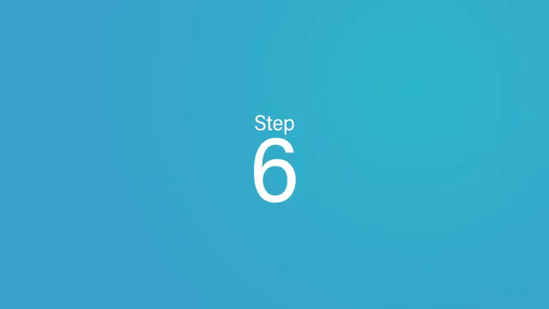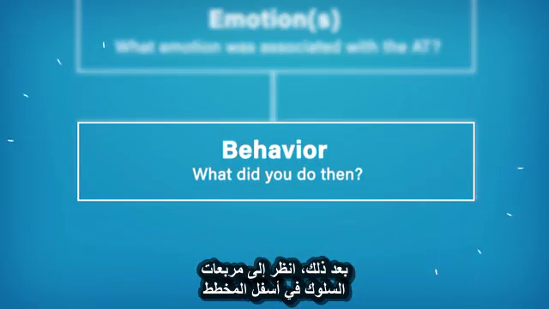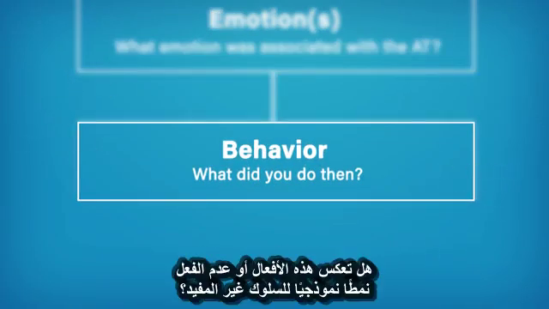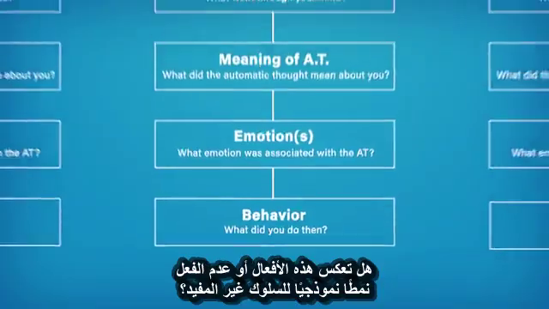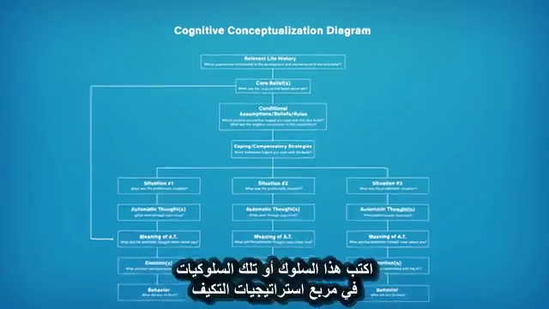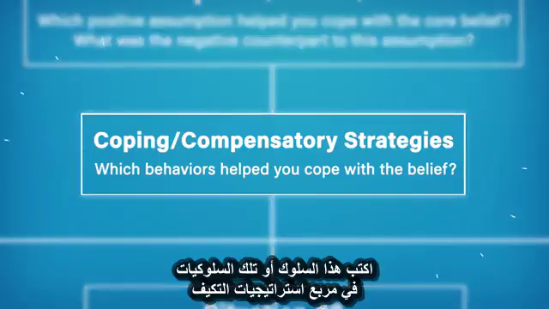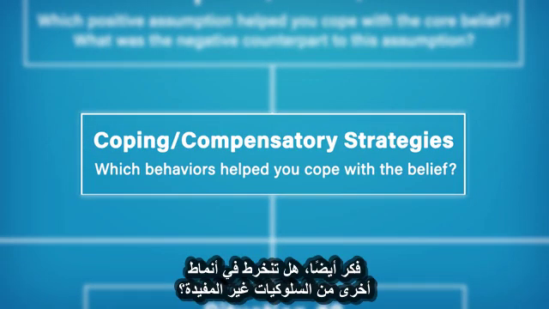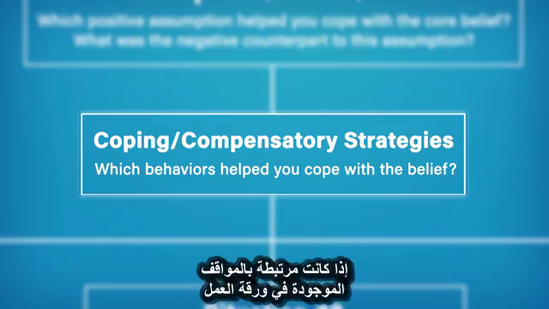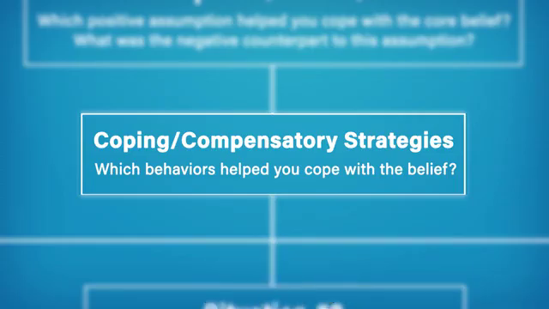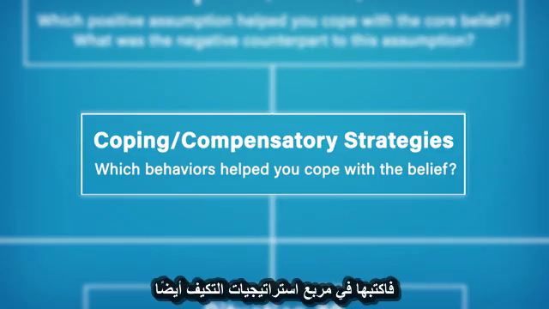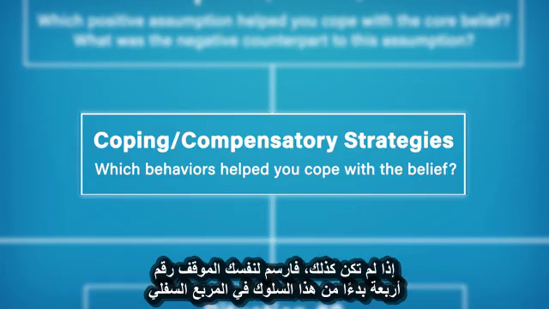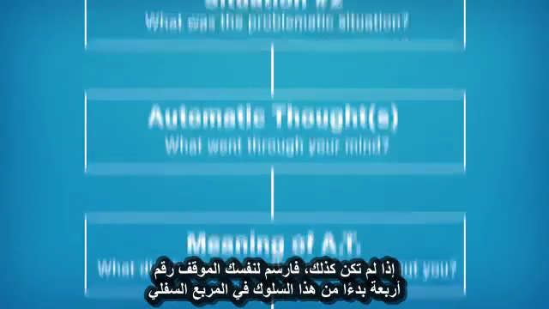Step 6. Next, look at the behavior boxes at the bottom of the diagram. Do these actions or inactions reflect a typical pattern of unhelpful behavior? If so, write that behavior or those behaviors in the coping strategies box. Also, think to yourself, do you engage in other patterns of unhelpful behavior? If they're related to the situations on the worksheet, write those in the coping strategies box too. If they're not, then draw yourself a situation number 4, starting with that behavior in the bottom box. Step 7.